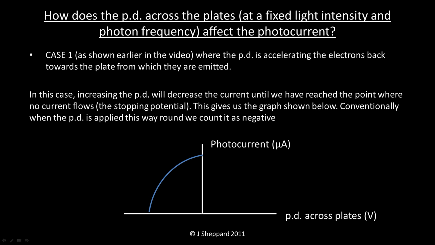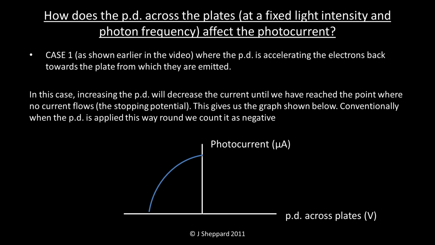By convention, we say that that is a negative potential difference across the plates. So when we're trying to stop the electrons getting across, we count that as a negative potential difference. We get to some potential difference and the photocurrent drops to 0, and when we get to that potential difference, that is the stopping potential. As we decrease the potential difference, as you might expect, more electrons will get across the gap until we get to the point where, technically, at the point where there is 0 potential difference across the plates, all of the electrons will get across the gap.